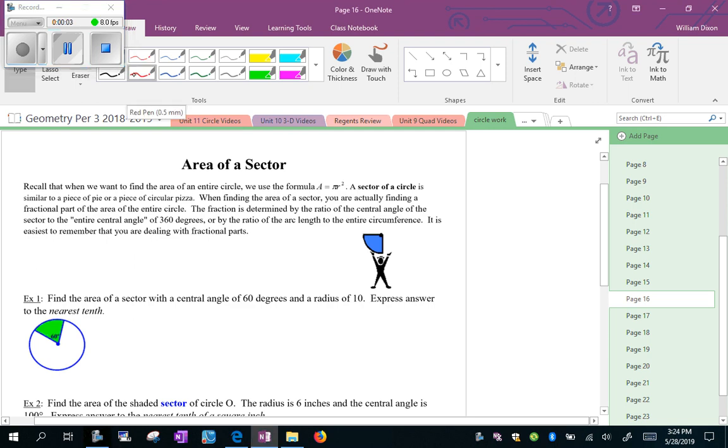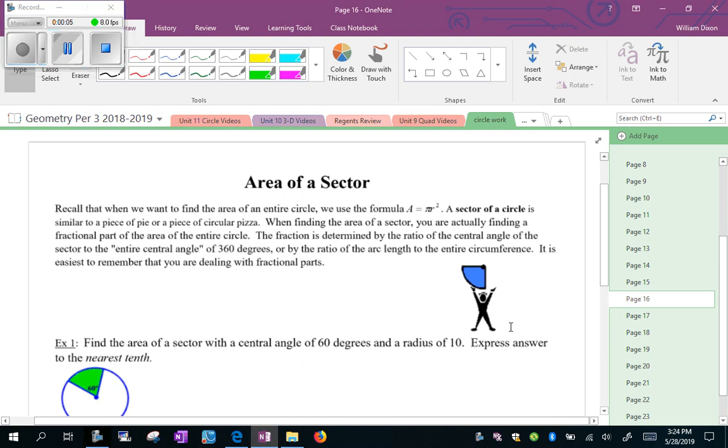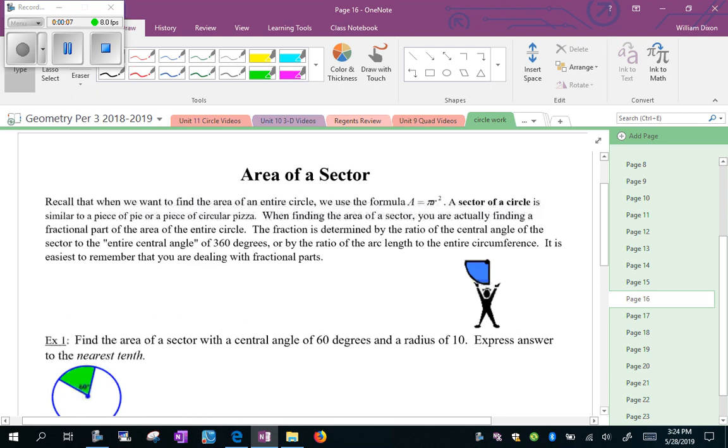So in today's video, we're going to talk about the area of a sector of a circle. Recall that when we find the area of an entire circle, we use the formula A equals pi r squared. Well, a sector of a circle is similar to a piece of pie or a piece of circular pizza. So I'm going to highlight that because I know there's some highlighters out there and I think it's important.